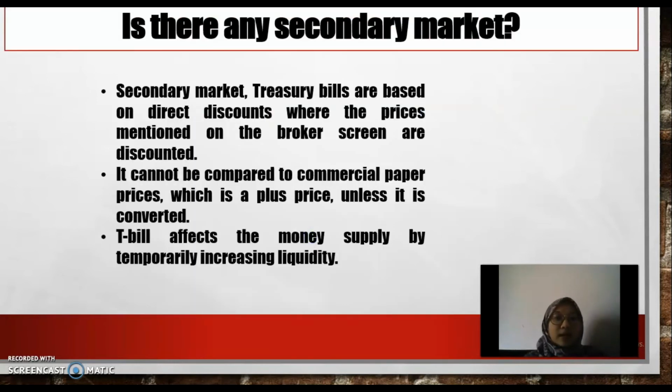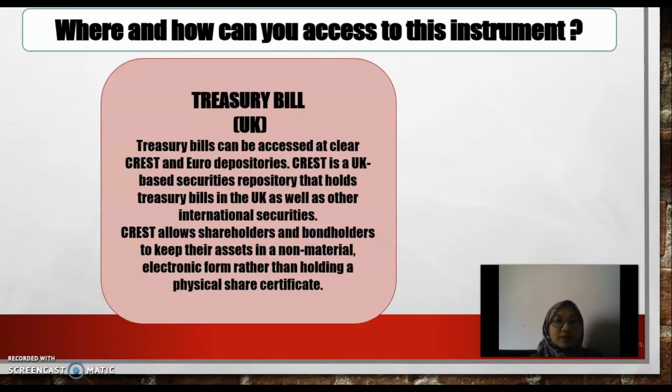Is there any secondary market in treasury bill? Treasury bill has a secondary market. Firstly, secondary market treasury bills are based on direct discount, where the prices on the broker screen are discounted. Second, it cannot be compared to commercial paper price, which is a plus price, unless it is converted. Lastly, treasury bills affect the money supply by temporarily increasing liquidity.